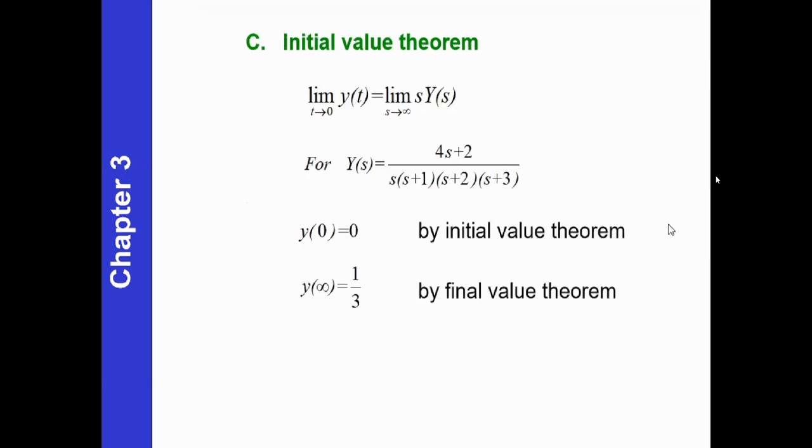And then also the initial value theorem. So when t equals 0, y(0) is the limit of s towards infinity of sY(s). For the equation, Y(s), the Laplace transform, equals (4s plus 2) over s times (s plus 1)(s plus 3), as we saw earlier. So if y(0) is 0 by the initial value theorem, then y at infinity equals 1 over 3 by the final value theorem.